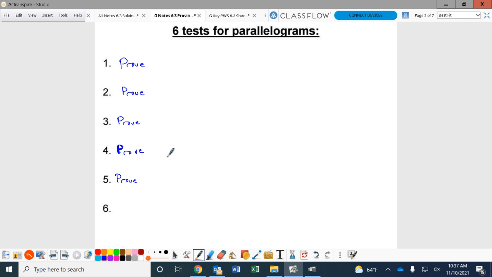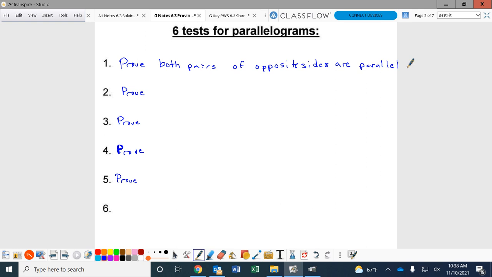What are the properties of a parallelogram? What's the first one, guys? Both pairs of opposite sides are parallel. That is the first test. If you can prove that both pairs of opposite sides are going to be parallel, then you have a parallelogram.